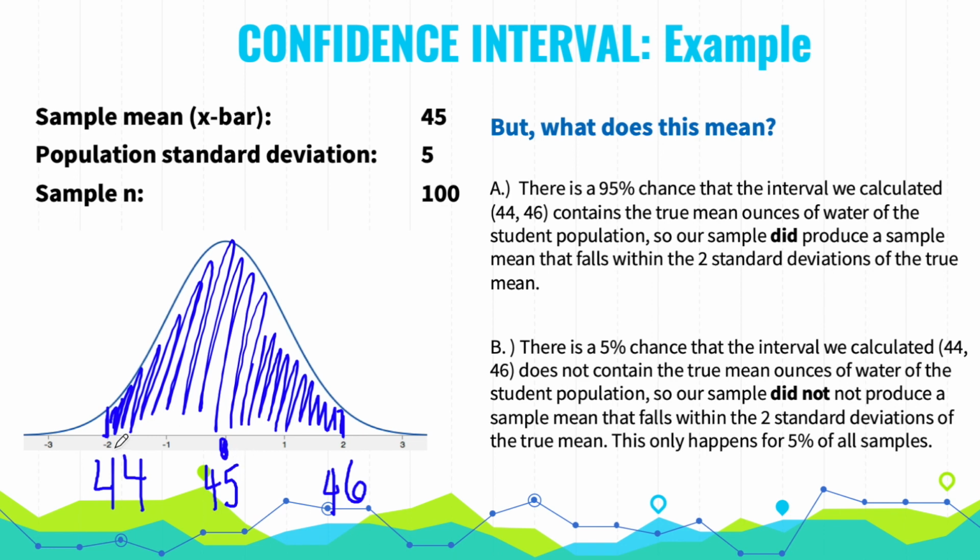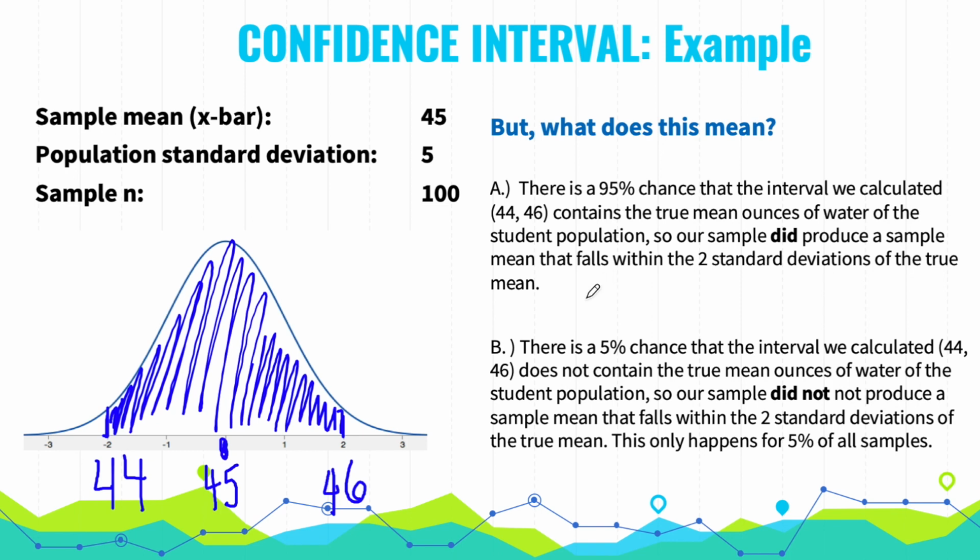But now we're constructing an interval around it, saying, okay, we know that it's probably around 45, but we're 95% certain that the true value of the population mean will fall somewhere between 44 and 46. Again, we're talking about ounces of water drunk on average by a student population. There is a 95% chance that the interval we calculated, 44 to 46, does contain the true mean ounces of water of the student population.